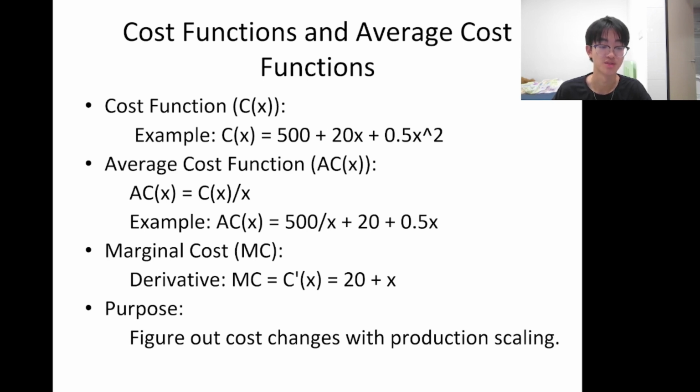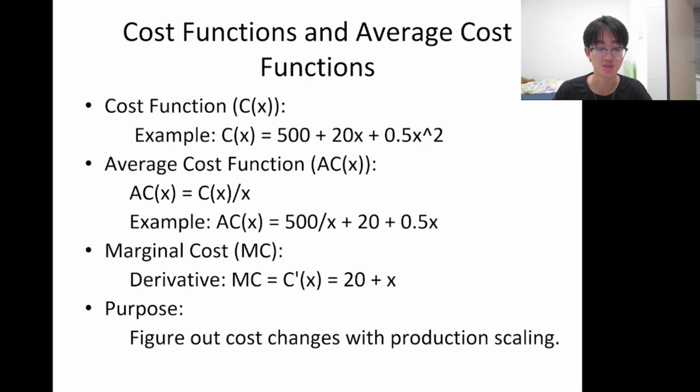And about the average cost function, A(x). A(x) is calculated by dividing the total cost by the number of units produced. For example, AC(x) equal to 500 divided by x plus 20 plus 0.5x. This function helps businesses understand the cost per unit at different production levels.